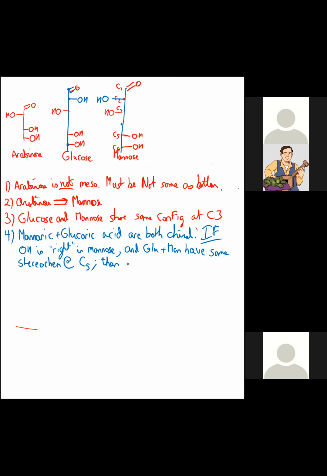I guess then, I probably said "then" is the wrong word. No matter what you do at C5, one of them is not asymmetric, or one of them is meso. That's probably better.